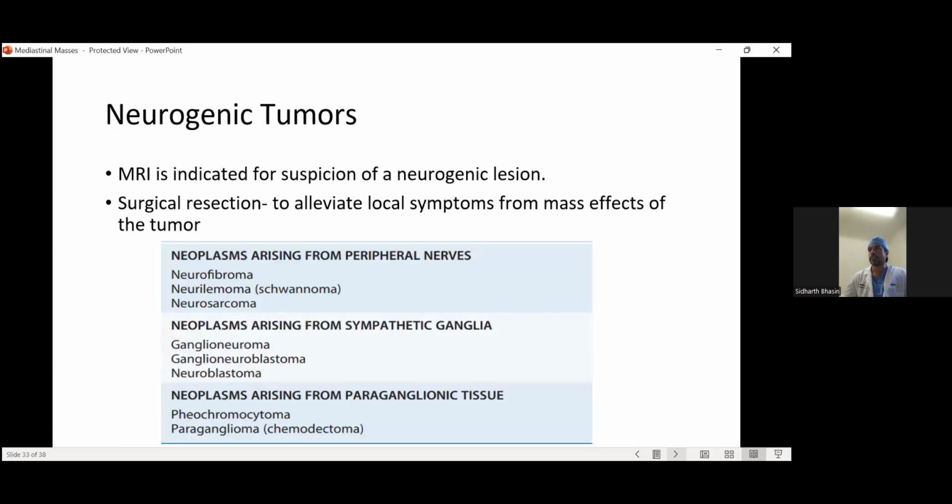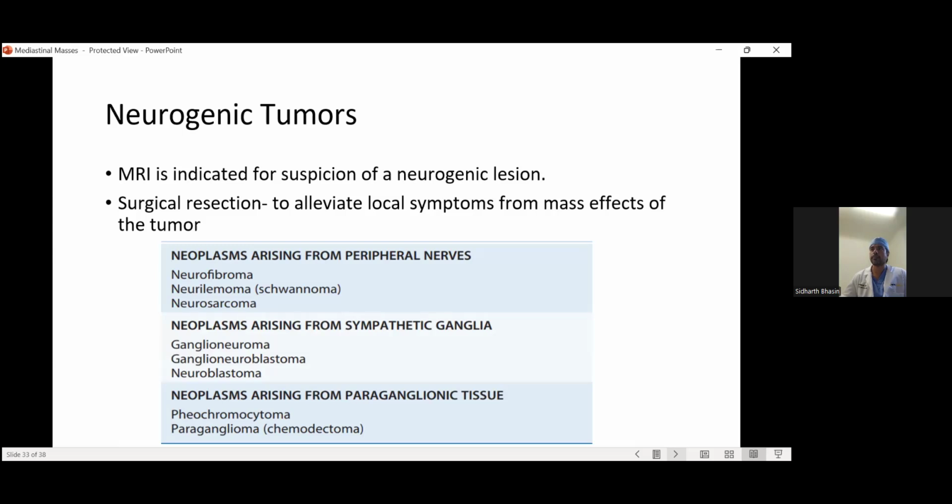Moving on, MRI is indicated for suspicion of a neurogenic lesion. And then surgical resection is important to alleviate the local symptoms from mass effects of the tumor. You can see neoplasms which could be arising from either the peripheral nerves, sympathetic ganglia, or paraganglionic tissue.